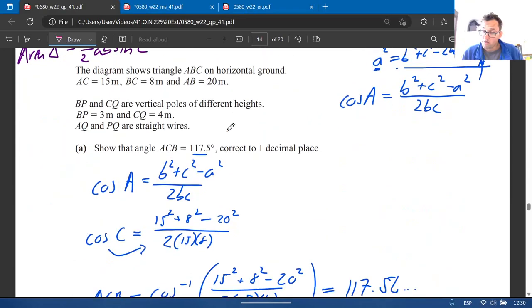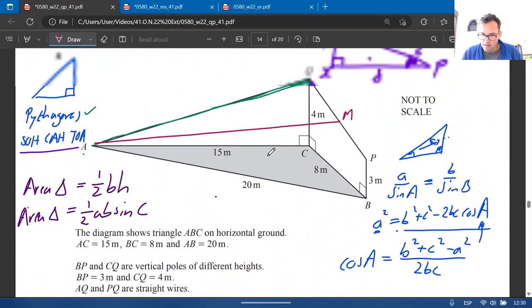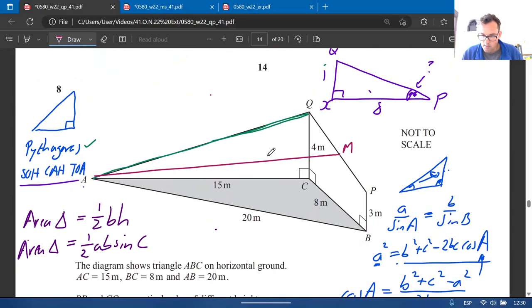You can imagine this in three dimensions. Calculate the angle between this wire and the horizontal ground. Let's just make that wire straight, a wire going like this. The angle between that wire and the horizontal ground.